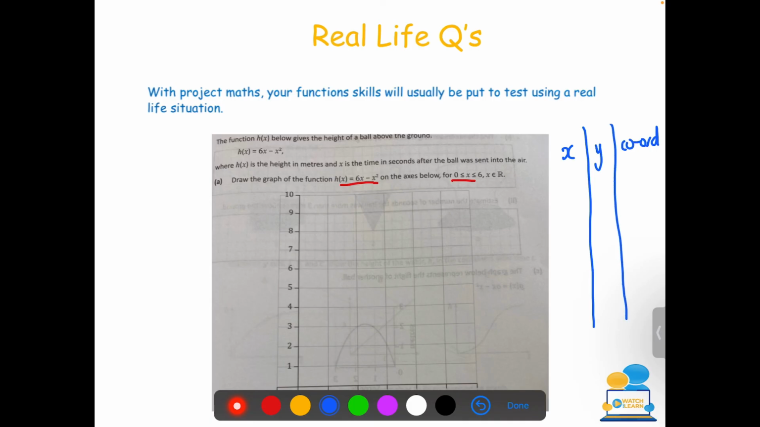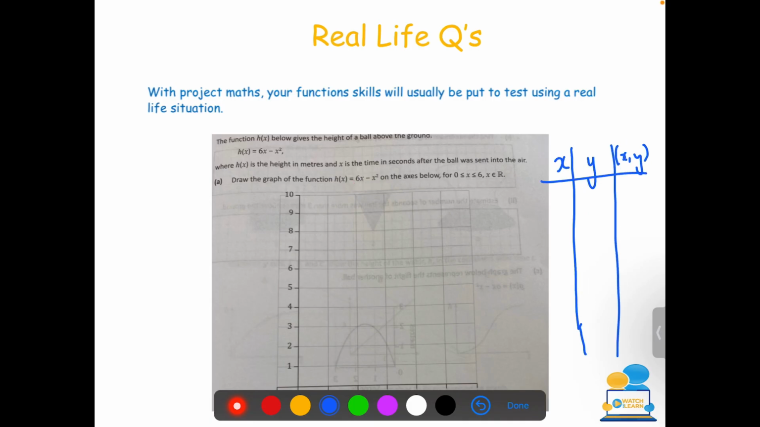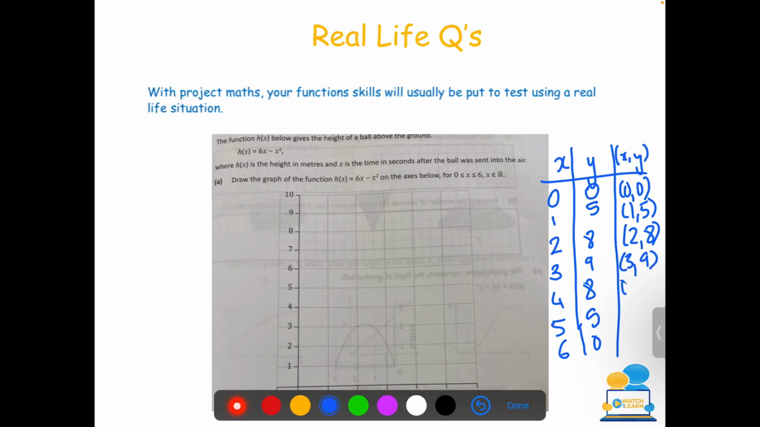So you're going to get into your calculator now and figure them out. Right, so our x values then we have 0, 1, 2, 3, 4, 5, 6. And our y values we have 0, 5, 8, 9, 8, 5, and 0. So that gives us our coordinates (0, 0), (1, 5), (2, 8), (3, 9), (4, 8), (5, 5), and (6, 0).